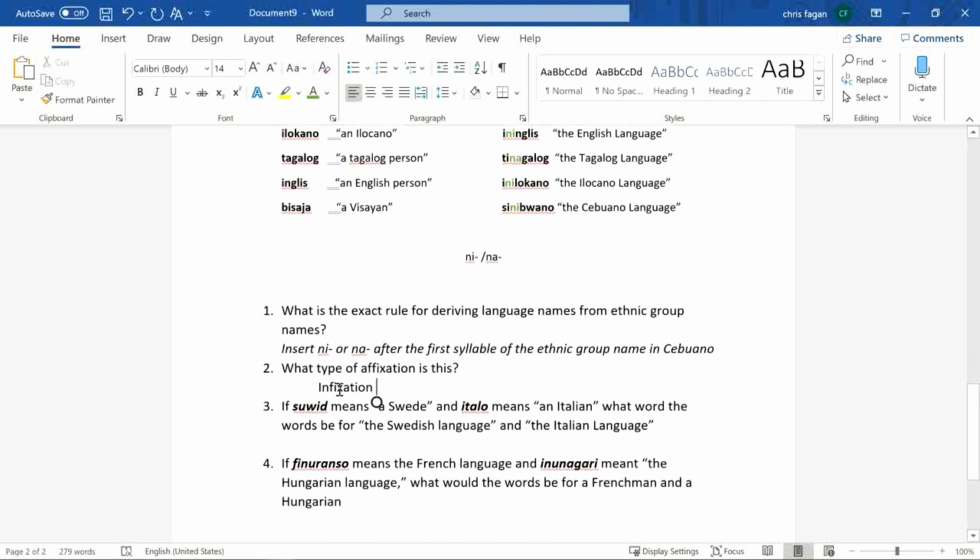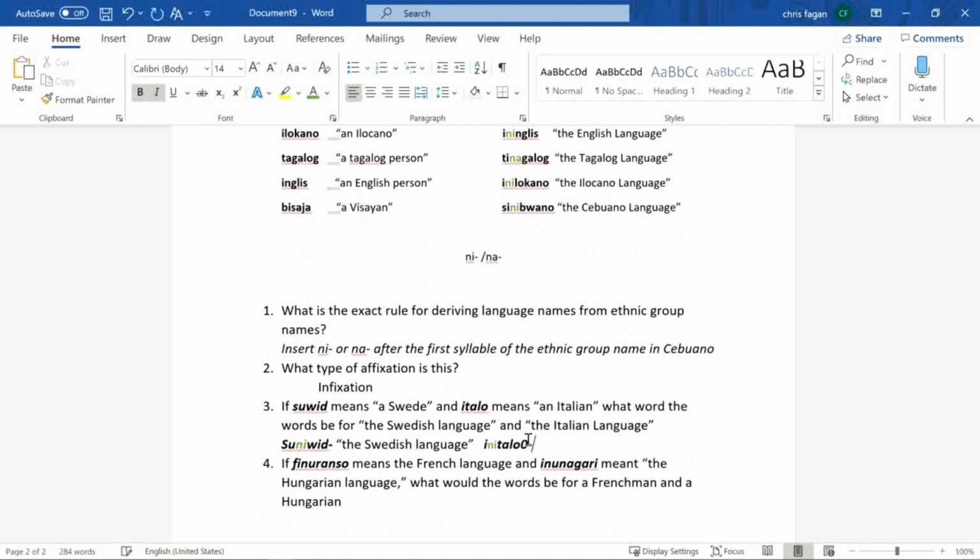Okay, so now I have some words here that match with these. I have Swede, meaning a Swede, and Italo, meaning an Italian. So now I need to think, what would these words be? Well, it looks like this would be Suniweed, would mean the Swedish language, if I want to add that there. And then Italo means Italian. So it looks like I want to add ni there right after the first syllable, to mean the Italian language.